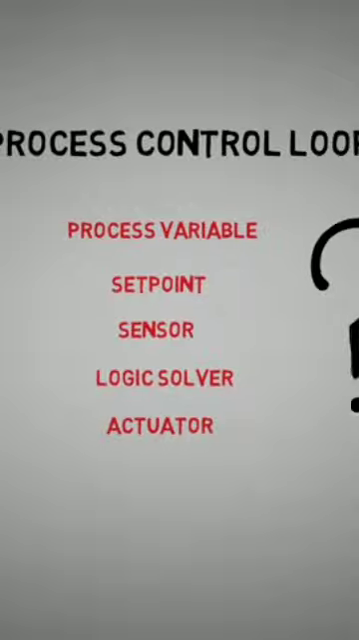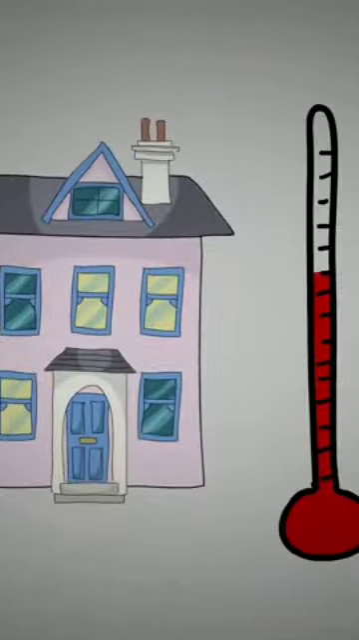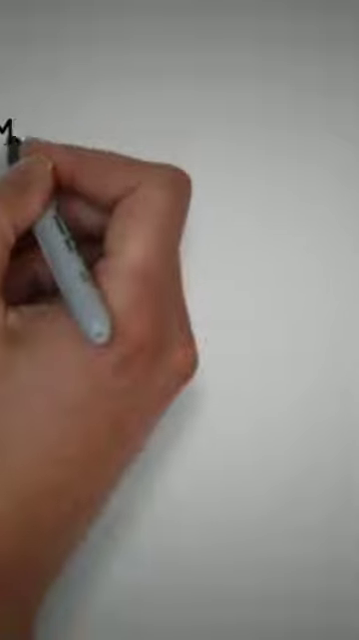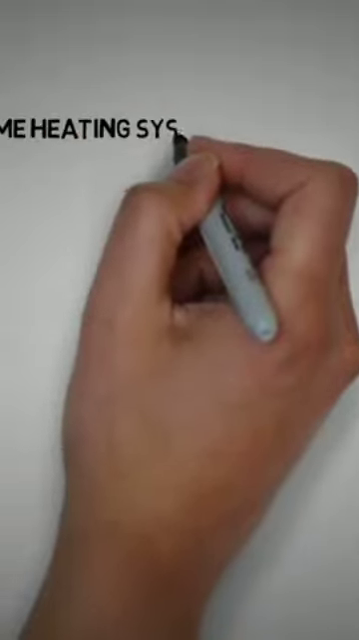So these are all quite confusing. So let's start with an example we're all familiar with. A home heating system. Now, this isn't exactly how all heating systems work, but it will help us understand a process control loop in terms we're all familiar with. In our example of a home heating system, we have all the components of a process control loop.